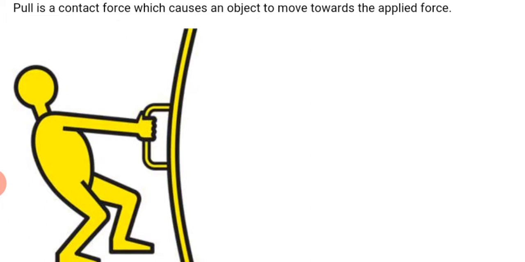Like two friends fighting, where one owes the other something and doesn't want to pay, and he wants to move forward. The other person pulls his shirt. He draws him towards himself. That's pull. Pull is a contact force which causes an object to move towards the applied force.